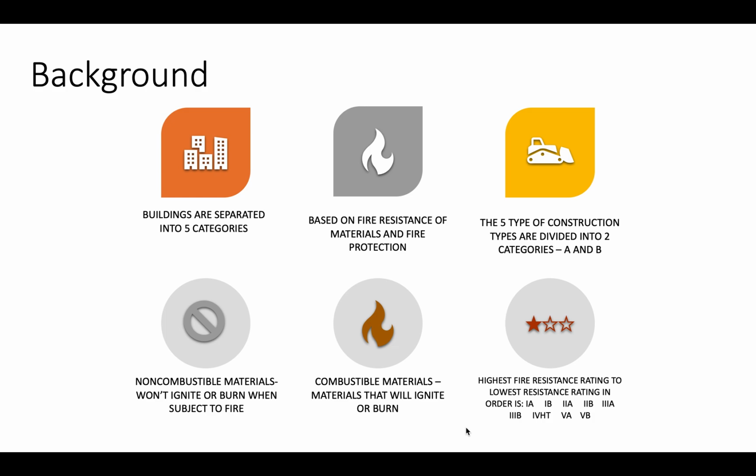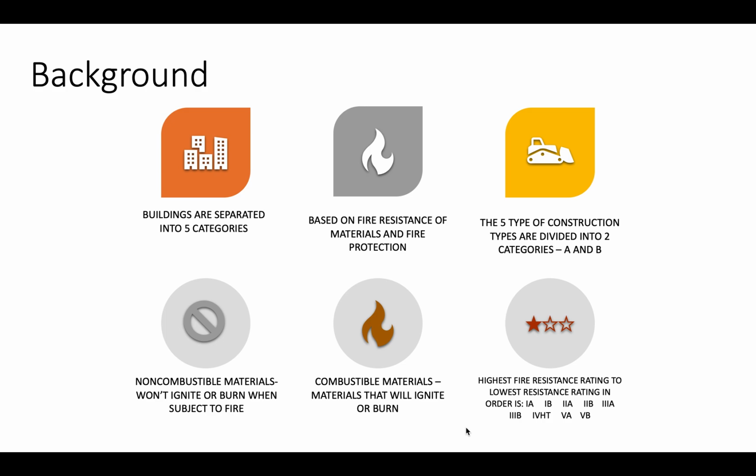These all have the A and B subcategories within them, except for type 4, which has its own category, known as HT or heavy timber. The 5 different construction types are put in order from the highest fire rating, starting with 1A, 1B, all the way down to 5B. So type 1A has the best fire resistance, and then 5B would be the worst.